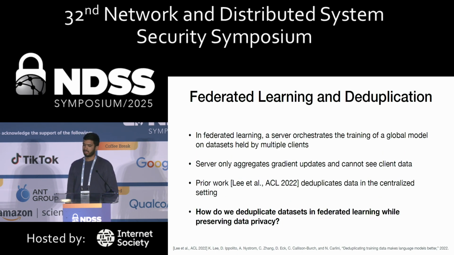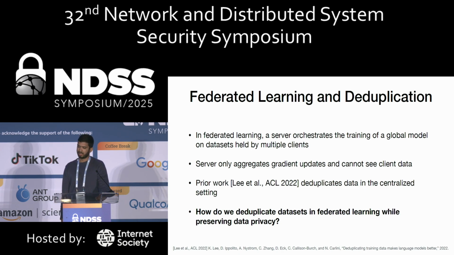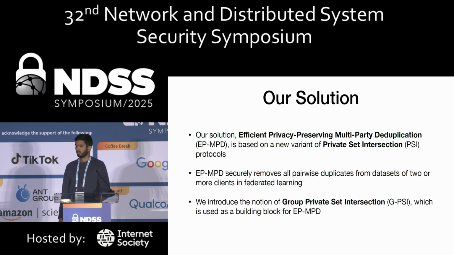Now, in federated learning, we have a single server that orchestrates the training of a global model on data sets held by multiple clients. And the server only aggregates gradient updates and cannot see the client data. Similarly, the clients cannot see each other's data sets. The prior work deduplicates data in a centralized setting, which is trivially private, as there's only one entity. And the question we aim to answer in our research is, how do we deduplicate data sets in federated learning while preserving data privacy? So now I'll be talking about the contributions of our work.